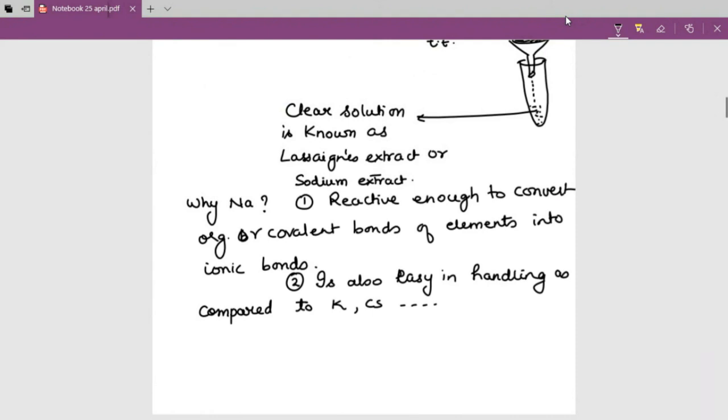Okay, is that correct? Now what is the reaction that has taken place? That we'll see. Okay? So what will happen now?